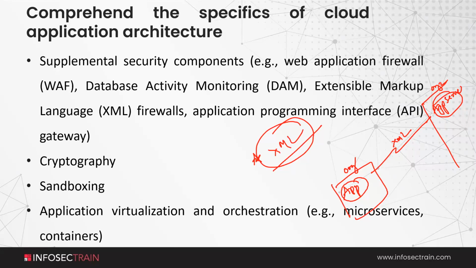Then we have the API gateway. So team, this is a very important point. API gateway is always a critical topic when you go for CCSP, because I have seen this multiple times in many discussions. API gateway is a very important thing.